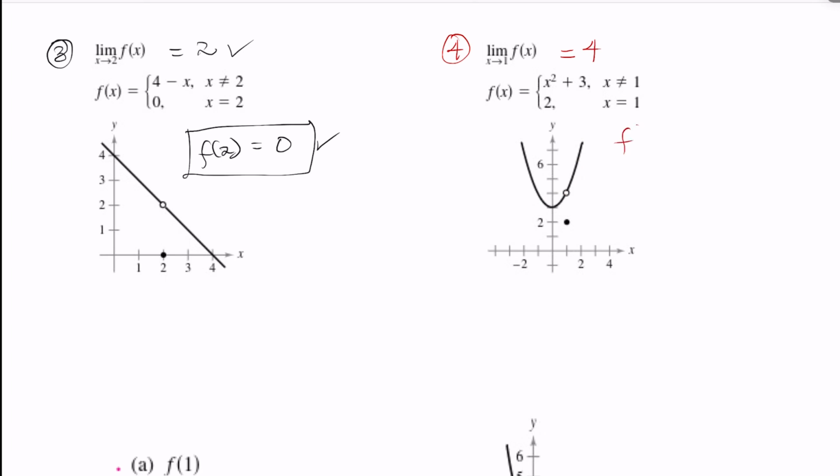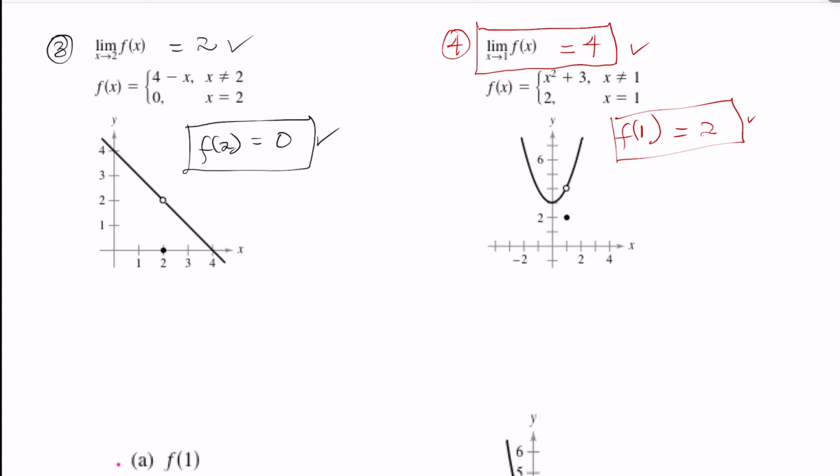Now, what is f of 1? F of 1 is this shaded dot that we have here. So it means that if we substitute the value x equals 1 into our function, the value that we'll get is this value, which is 2. So if f of 1 is equal to 2, these two values are not the same. F of 1 and the limit as x approaches 1 are not the same. So we say that this is a discontinuous function. It means this function is not continuous. And clearly you can see that it has a hole.